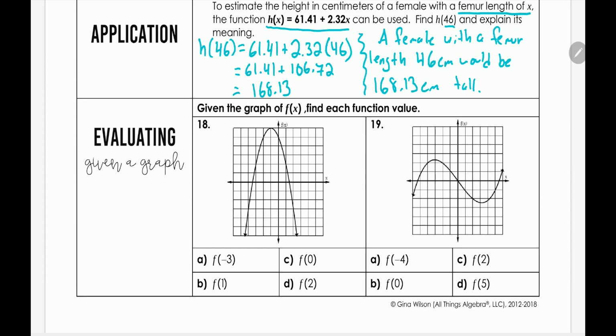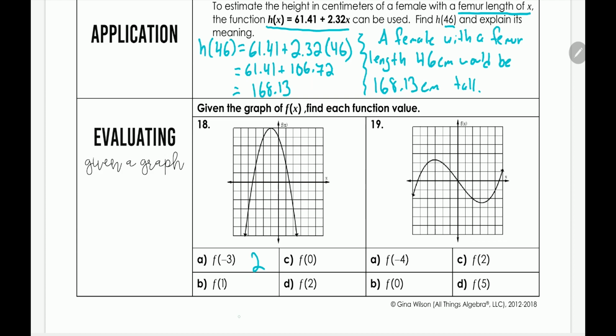Let's take a look at number 18. So, with number 18, with the graph of f of x, we're asked to find each function value. So in other words, we have to look at the x value that's given, find it on the x-axis, and figure out what value would be associated with the graph. So we have for a, it's f of negative 3. So in order to do this, we start from the origin, we go to negative 3, and then we go to wherever the graph would be. So in this case, it touches right here, and we figure out what the y is, and for this one, the y is 2.